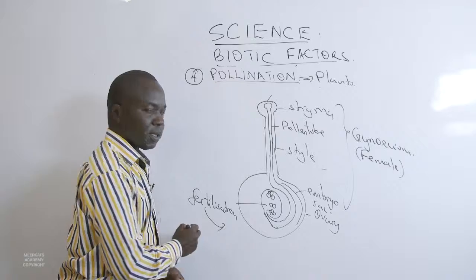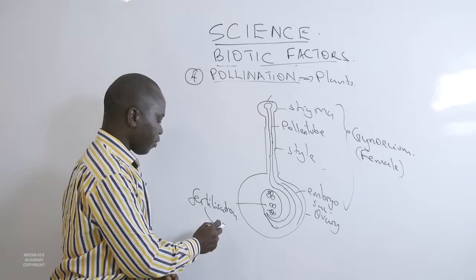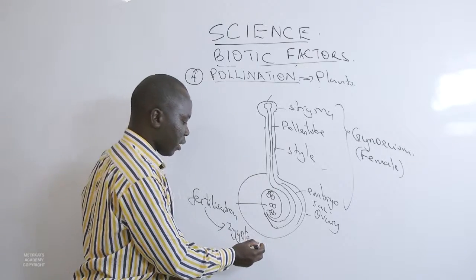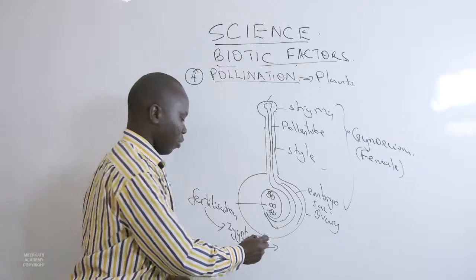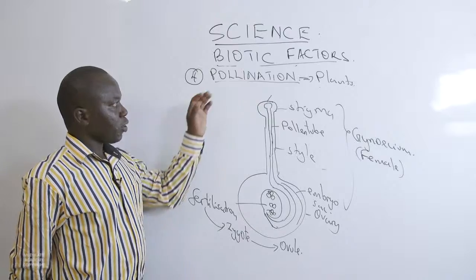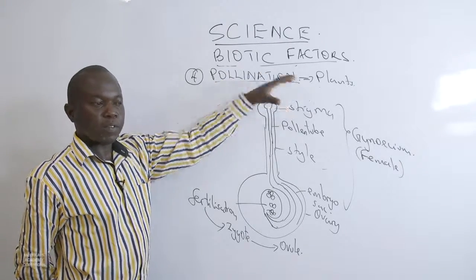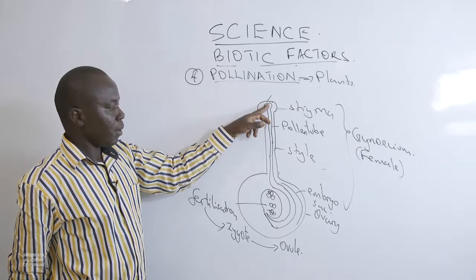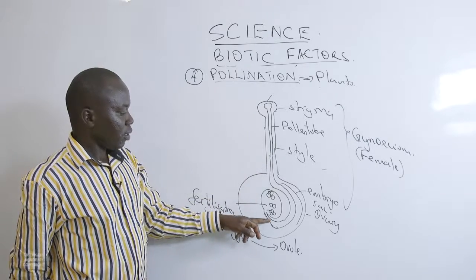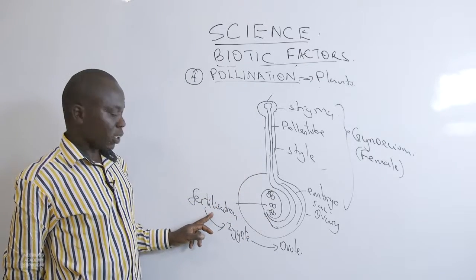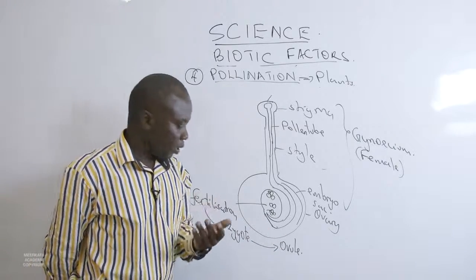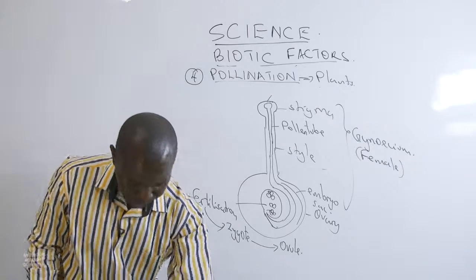This fertilization is important because it allows for the formation of a zygote, and it is this zygote that now develops into an ovule. So pollination does not stop just by the transfer of pollen grains to the stigma. There will be growth of the pollen tube to carry the male nuclei into the embryo sac, allowing fertilization to take place, forming a zygote, which later develops into an ovule.